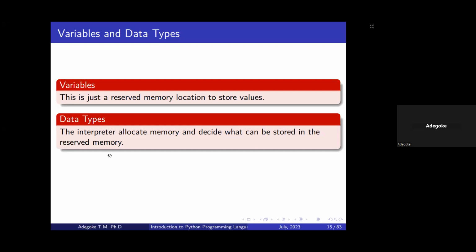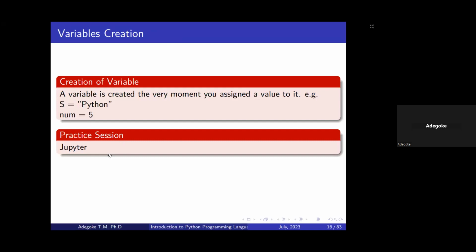And data types can be of different types. It can be numeric or not numeric. So the data type will tell the memory, or the system, the exact type of the variable you are supplying to the system. So let's create some variables.